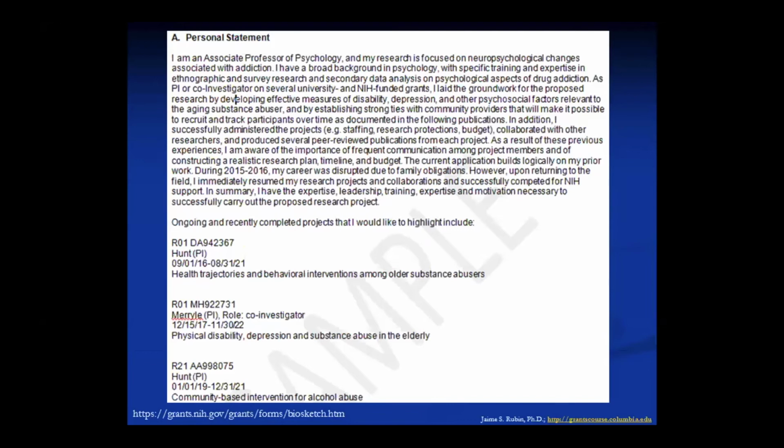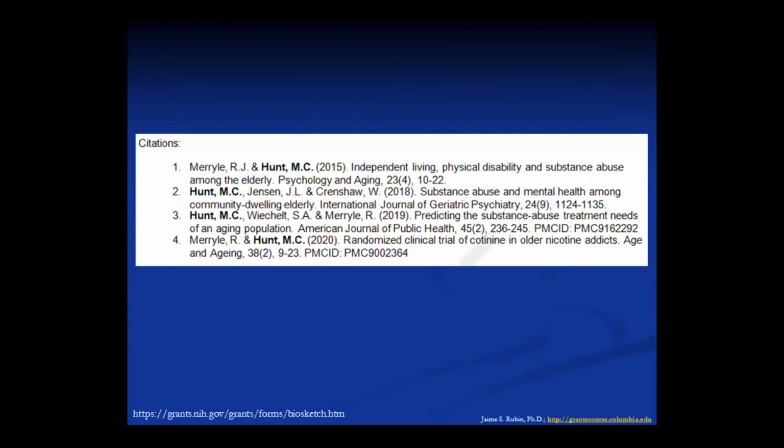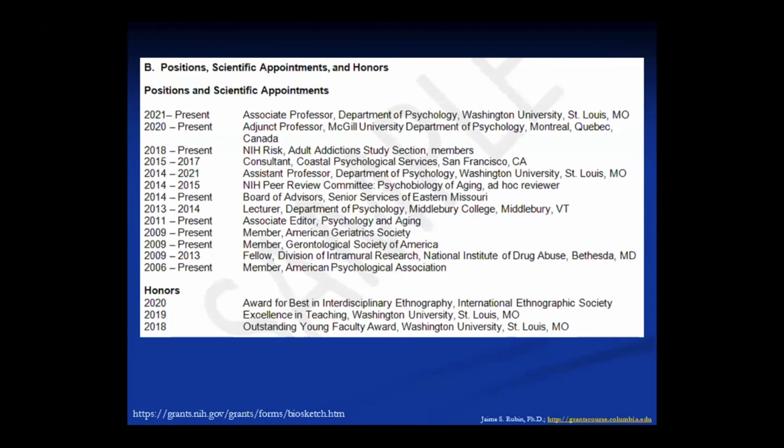They also put in some private or personal information. For example, "During 2015, 2016, my career was disrupted due to family obligations, however, upon returning and so forth." And they talk about their expertise and training that qualify them for the role on this specific project. They list 3 grants that they're involved in or recently involved in. In 2 of them they were principal investigator, and in 1 they were a co-investigator. And they list 4 publications that they want to highlight in section A that are related to their background and their role in the project.